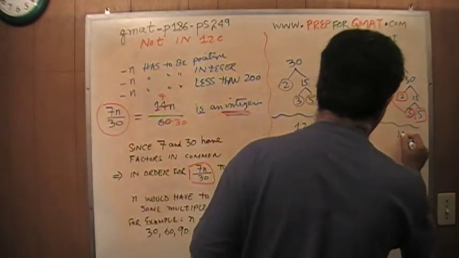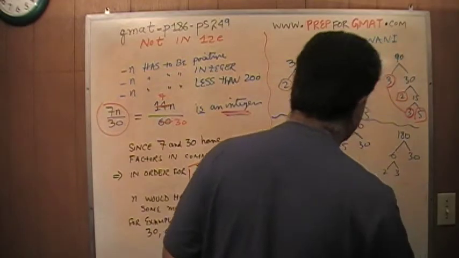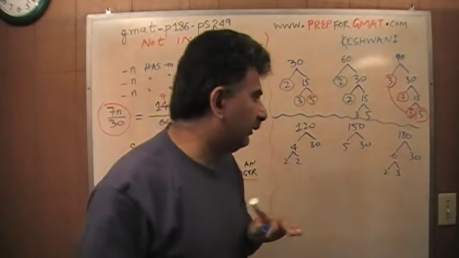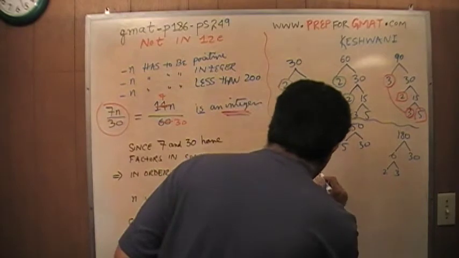What if it were 180? Well, again, there's 6 times 30, and 6 has the prime factors of 2 and 3. Both 2 and 3 have already been counted in the 30, so there are only 3 prime factors of 180. What if n were 210?